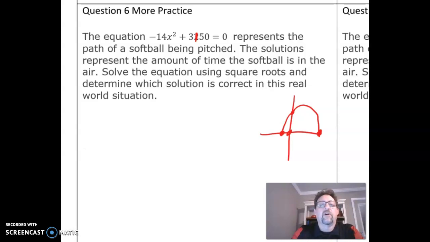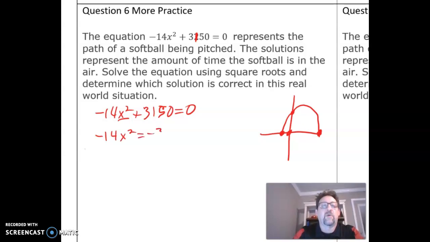All right, so we're going to solve by square root. I know that we're going to solve by square root because there is no x term, and I can solve for the squared term. So I'm going to subtract 3,150 from both sides, or just move it over and change the sign.